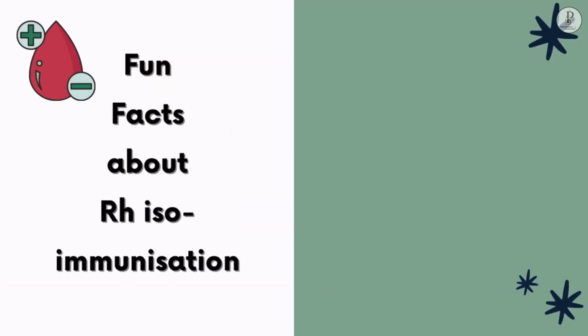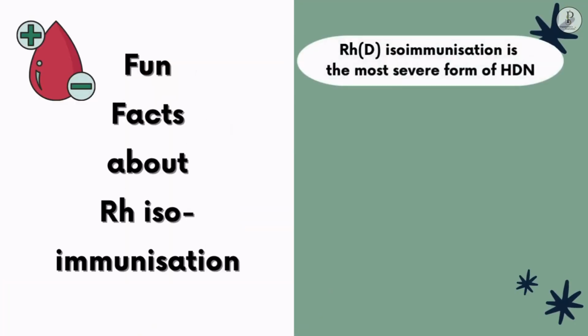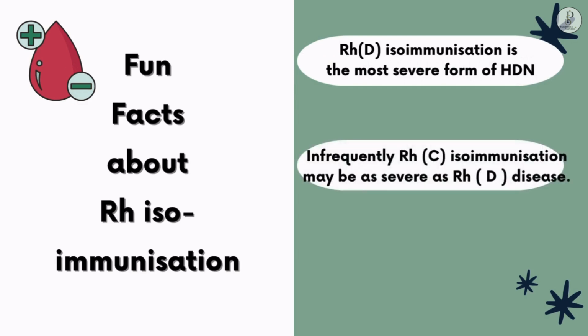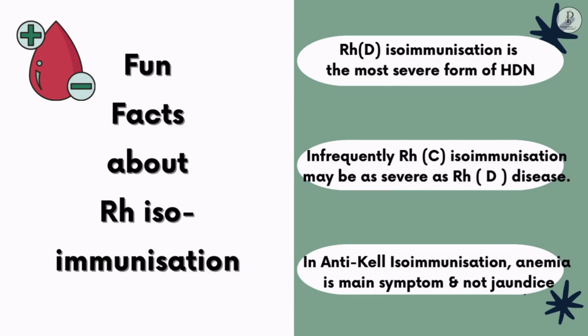Fun fact about RH isoimmunization. RH D isoimmunization is the most severe form of HDN. Infrequently, RSC isoimmunization may be as severe as RHD disease. In anti-Kell isoimmunization, often anemia is the predominant symptom and not jaundice.